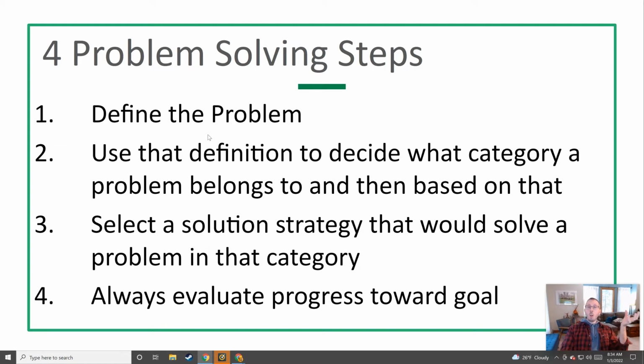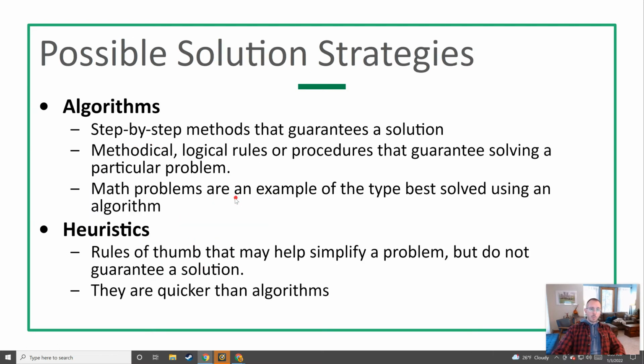So if I define it the wrong way, if I don't define it as a financial problem, then when I start to decide what category it belongs to, so if my problem is just find the perfect college, and then I don't apply the financial part to that, well, then it's going to be problematic, right? Because then I'm not going to select a solution strategy that looks at the financial feasibility of it. So if I don't define it in the right way and associate it to the right category of problems, my solution strategy here isn't going to be effective. So those are the 4 steps of problem solving.